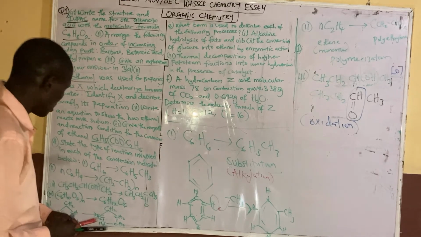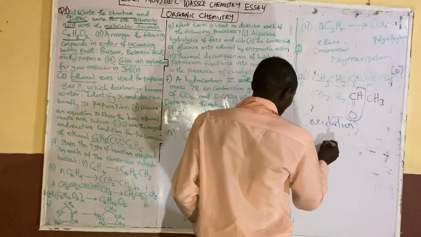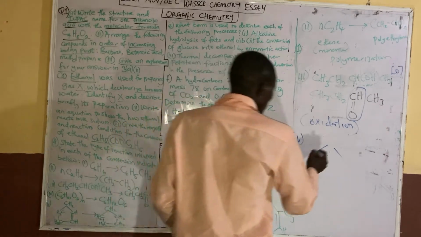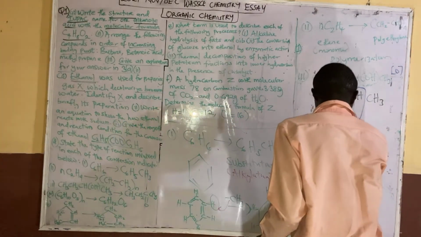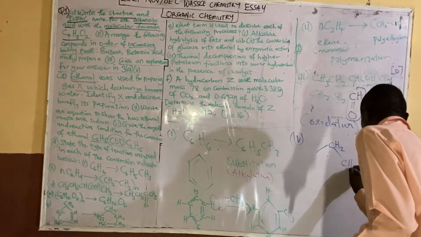Now this one is what? Look at this. We have some figure 4. We have something like this. We have CH2, double bond CH now.